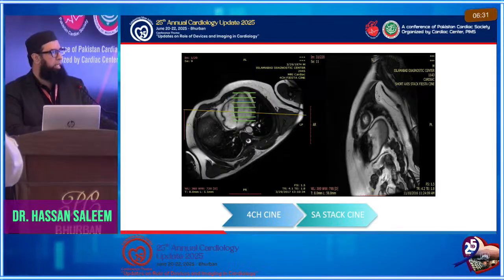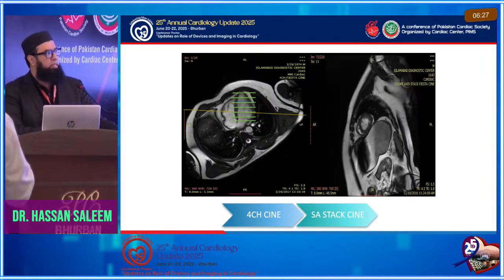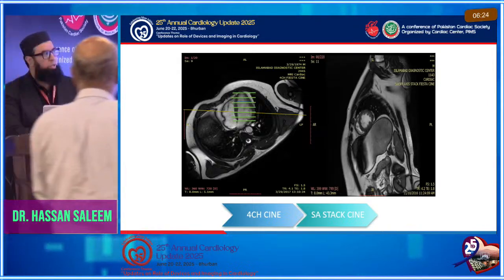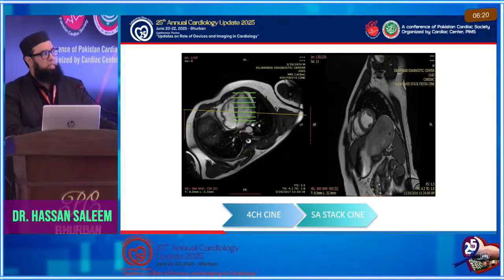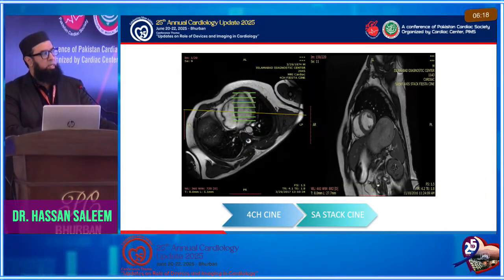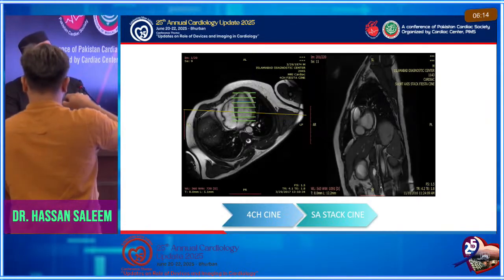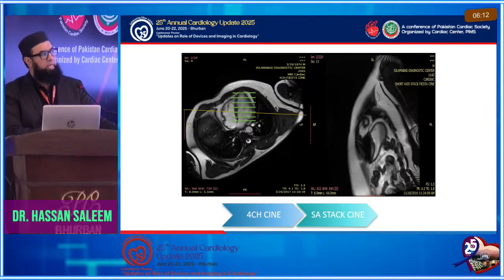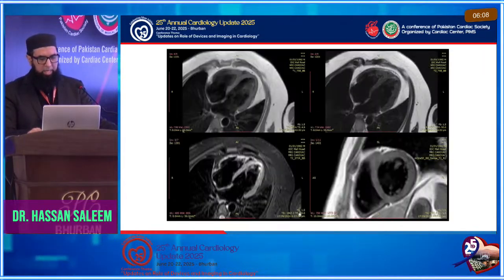Then we take a stack extending from the apex. So now we are taking the stack which is moving from the apex towards the base. Now we are bisecting the mid cavity. You can see some of the papillary muscles there. This is the right ventricle and this is the left ventricle. We are basically looking for this figure of 8. The aorta is arising right from this part so that we can plan our next slice.